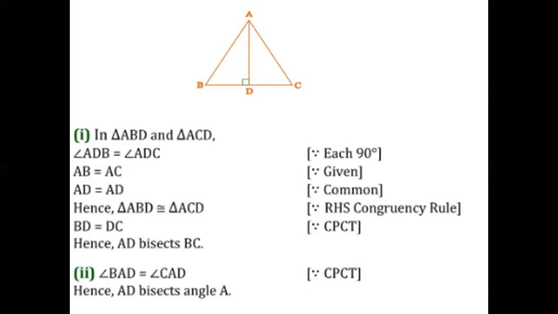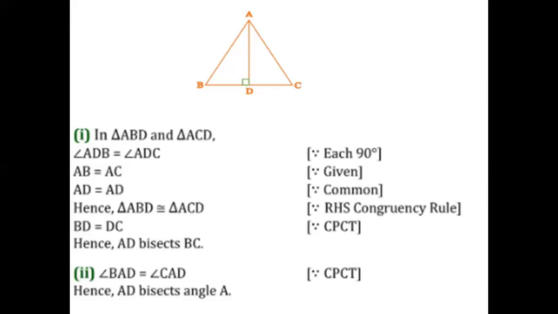Now, if they are congruent, in the next line I can easily write that BD is equal to DC. Why? CPCT, corresponding parts of congruent triangles. Now, if BD is equal to DC, it easily concludes that AD has bisected BC. I hope the first part of this solution is clear to you all.